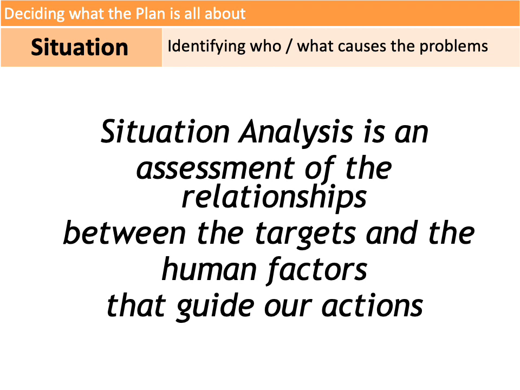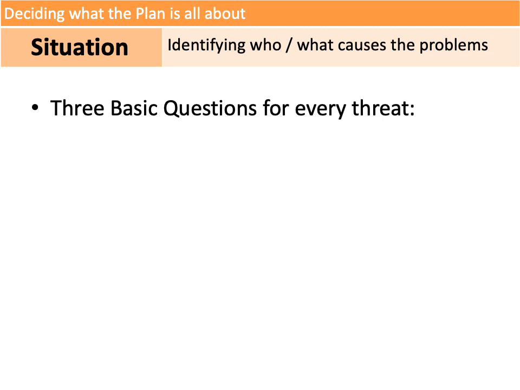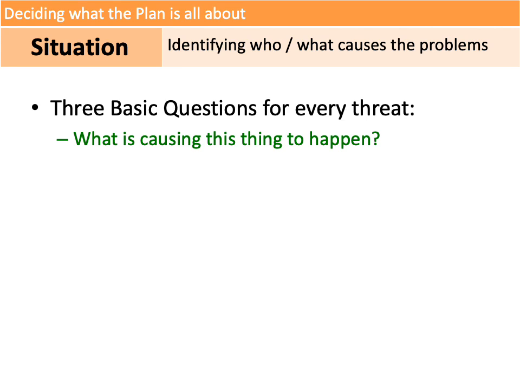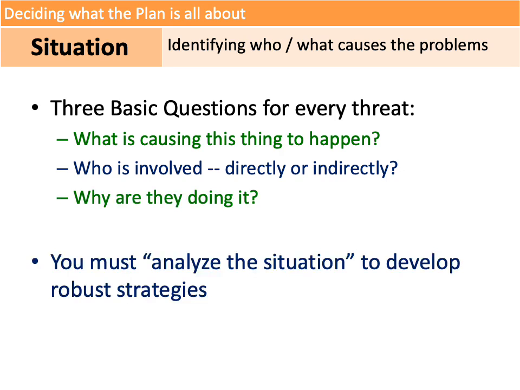It's really an assessment of the relationships between the targets and the human factors that guide our actions. So we usually ask 3 basic questions for every threat. What is causing this thing to happen? Who is involved directly or indirectly? And why are they doing it? You're really analysing the situation, so you're trying to answer those 3 questions so that you develop strategies that are really going to make a difference.